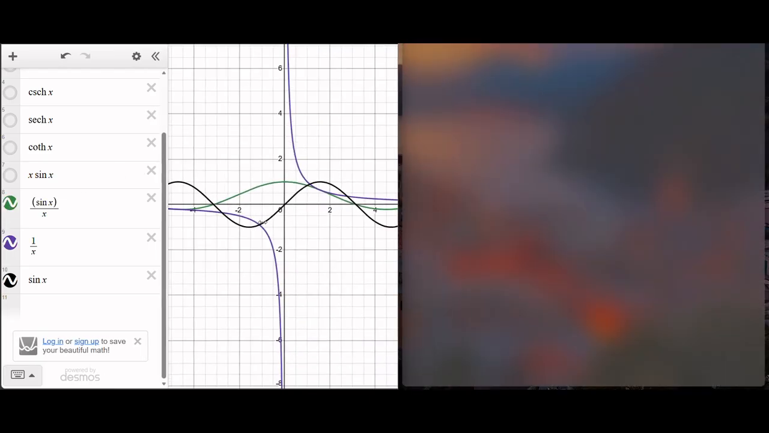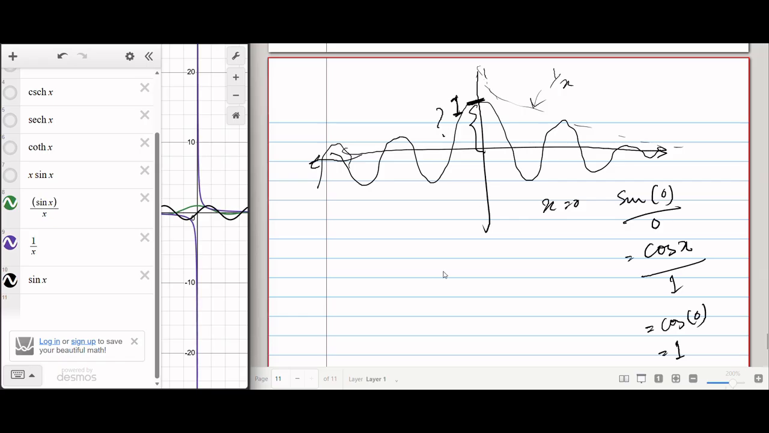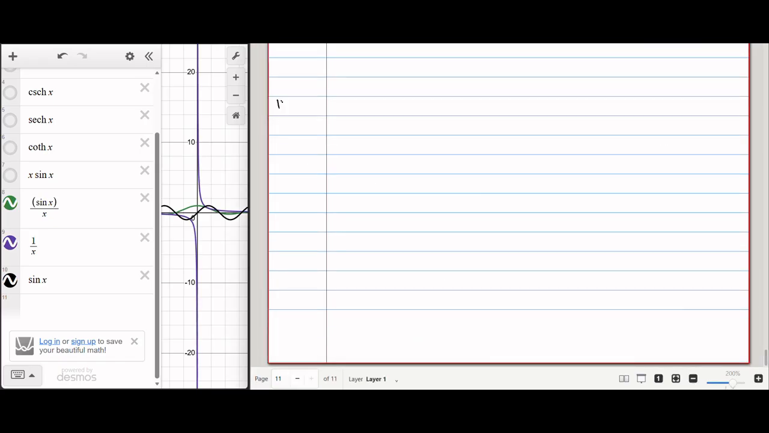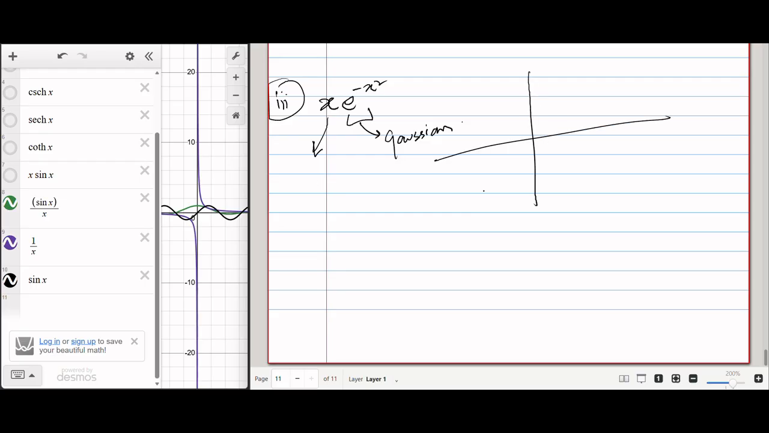Now another function that is very important in physics is that of x e power minus x square. What is e power minus x square? This is just a Gaussian function, right? And what is x? x is just x, right? So how does it look like? x is this. And how does e power minus x square look like? At x equals 0, it's e power 0, which is 1.